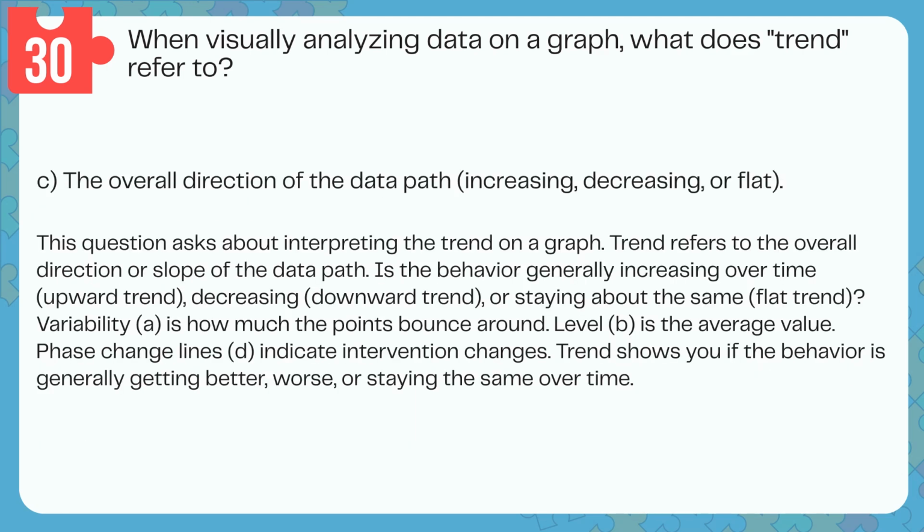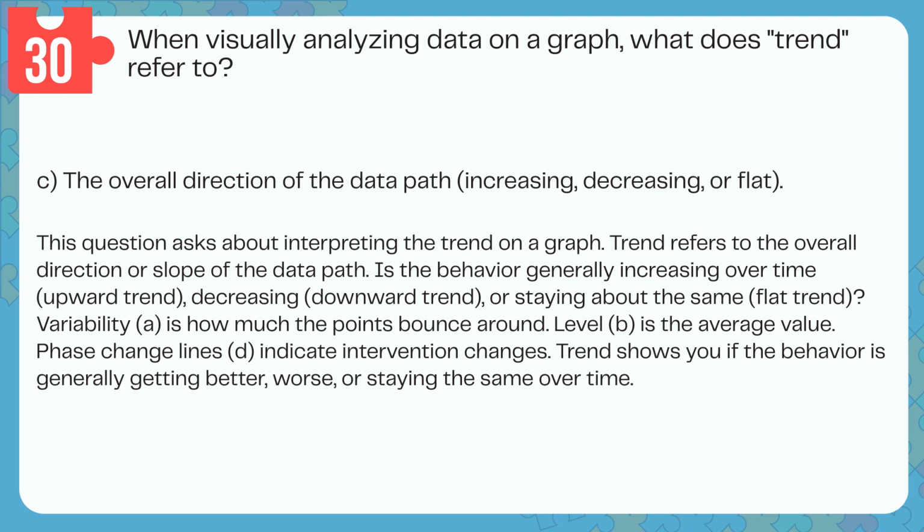Answer: C. The overall direction of the data path, increasing, decreasing, or flat. This question asks about interpreting the trend on a graph. Trend refers to the overall direction or slope of the data path. Is the behavior generally increasing over time, upward trend, decreasing, downward trend, or staying about the same, flat trend?